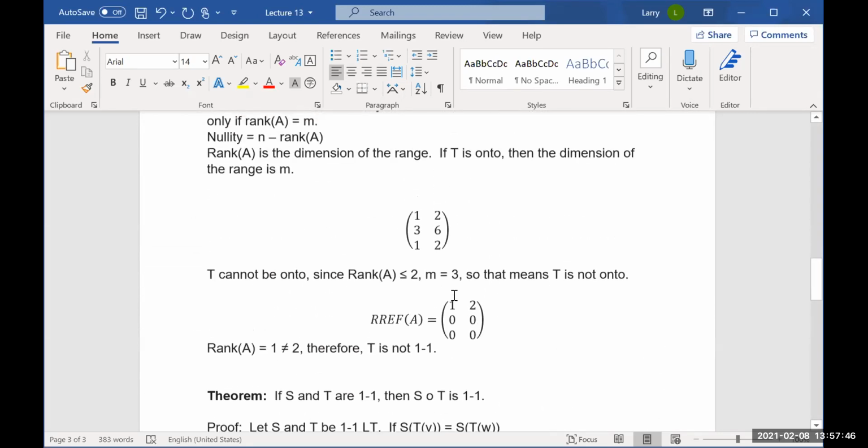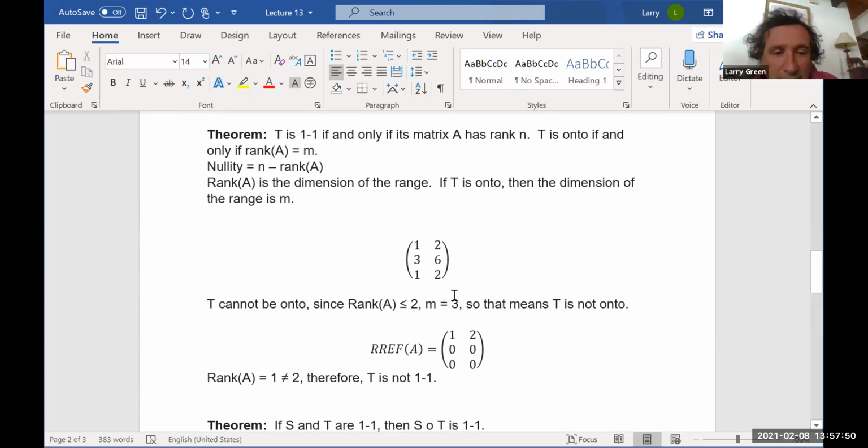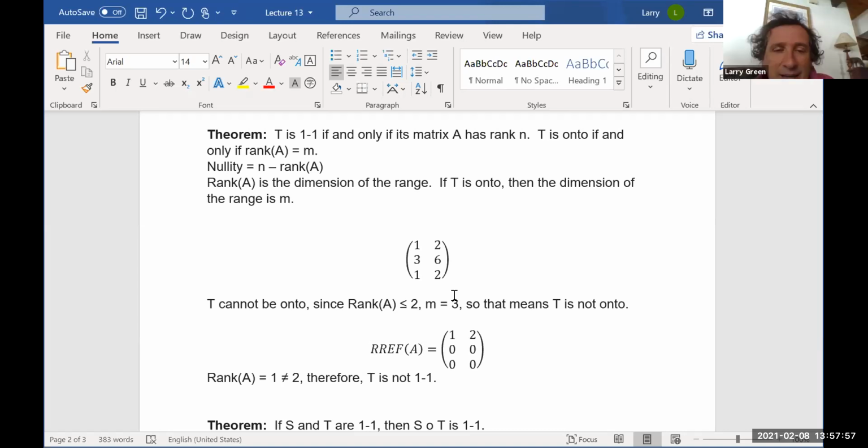When it was not onto or 1 to 1, it was not a square matrix. It was a 3 by 2. And the problem is that the rank of A, if it's not a square matrix, can never be as big as both M and N.